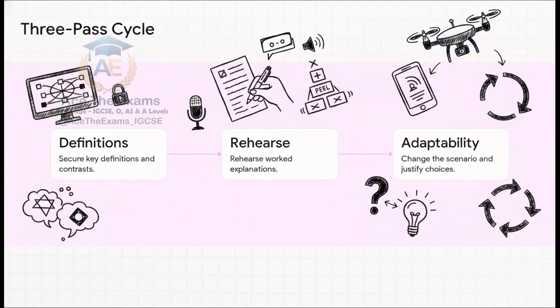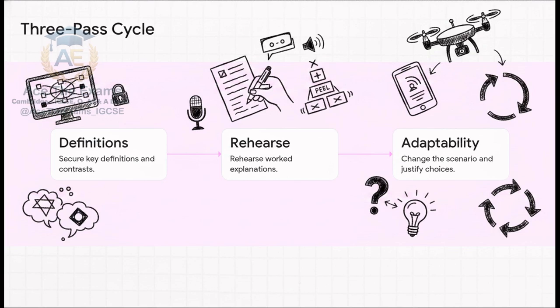Pass 2, rehearse your explanations. I mean it. Don't just read your notes passively. Actually write out the PEEL paragraphs for worked examples. Practice explaining that binary to hexadecimal conversion process step by step until it's muscle memory. Pass 3, adapt to new scenarios. This is the magic step. This is where A-stars are made.